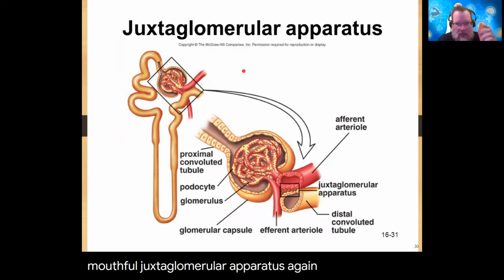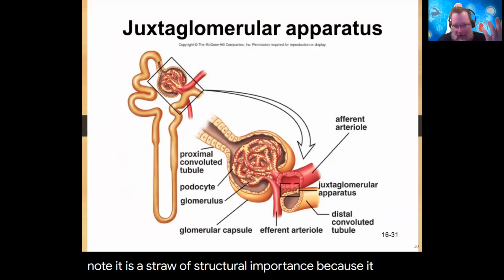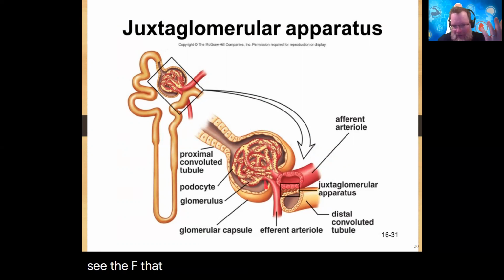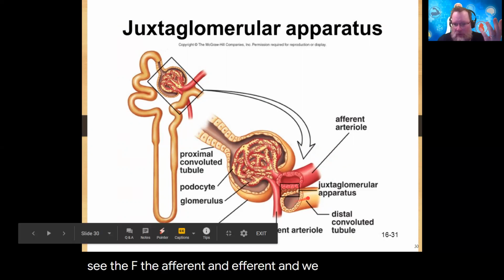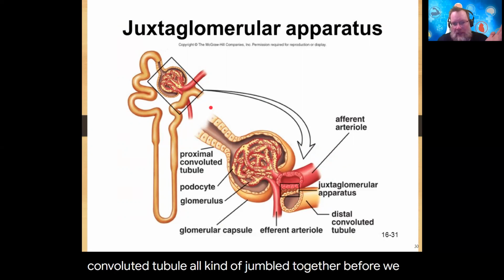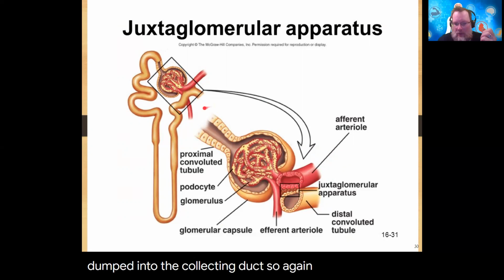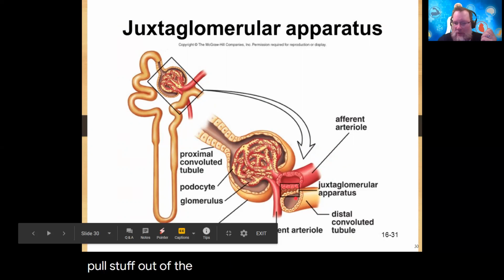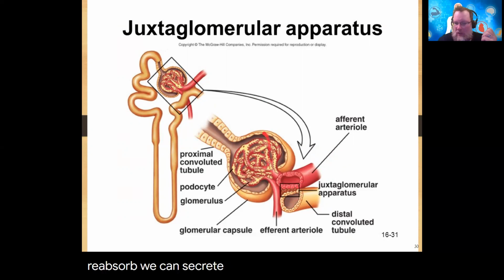Again, kind of a side note, it is of structural importance because we see the afferent and efferent, and we see that distal convoluted tubule all kind of jumbled together before we dump into the collecting duct. So again, we can potentially put stuff right back into the bloodstream right here. We can pull stuff out of the bloodstream if we need to. So we can reabsorb, we can secrete. And of course, this is where our filtration is occurring inside the Bowman's capsule.